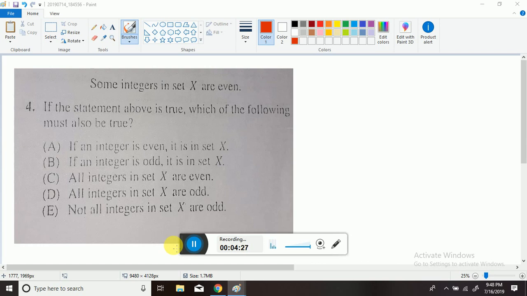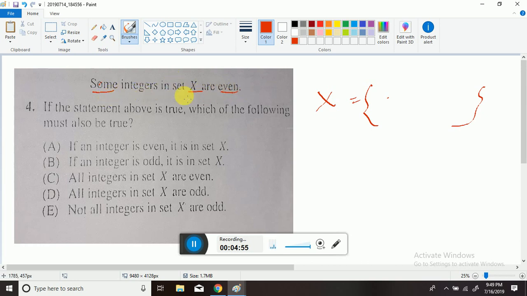Okay, the question is now, some integers in set x are even. Remember the word here, the set x is written, x set is with us. But it is not clear what the elements in set x are, but it is said that this contains some integers. Please note, not all the integers in set x are even.